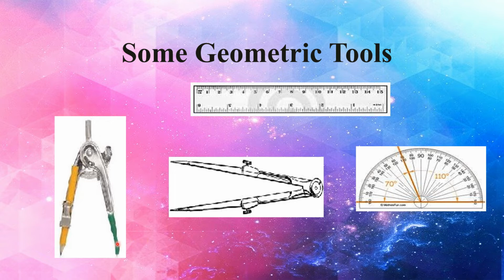We have also the compass. It is an instrument with two metal arms. One of the arms has a metal endpoint and the other arm has a screw arrangement which can hold a pencil tightly. The distance between the two arms can be adjusted. It is used to draw an angle, circle, arc, etc.